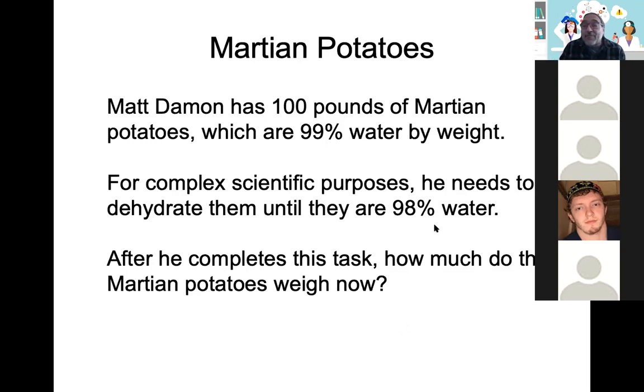So any thoughts on how you would approach this? How would you solve the problem? I was going to say, the first thing I noticed is that you have 99% water in the potatoes initially, and you have 100 pounds overall. So 99% of that, you have 99 pounds of water, right, and 1% solid material. Right, only 1%, exactly correct.